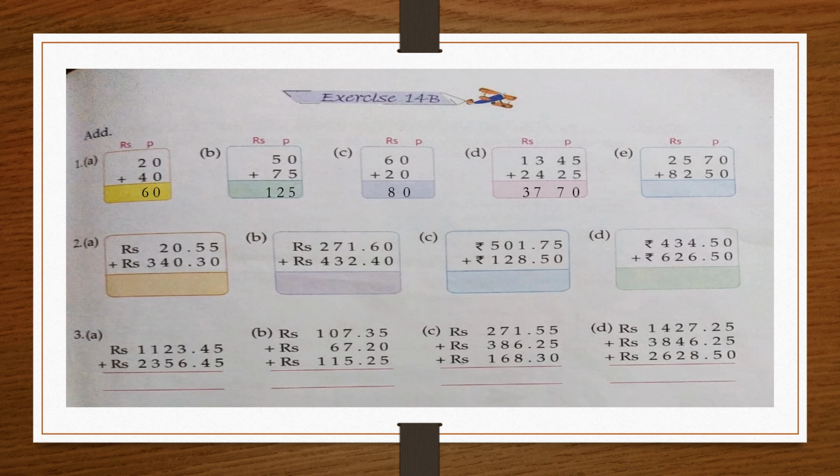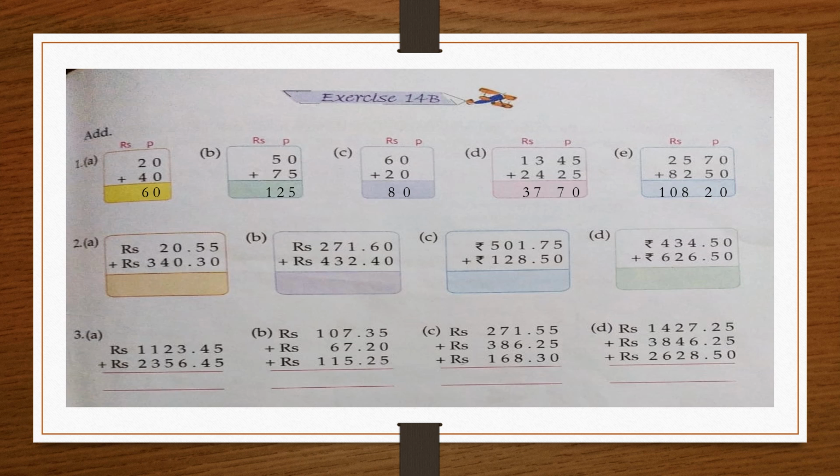Now E section, 0 plus 0, 0. 7 plus 5, 12. 1 carry. So 5 plus 1, 6. 6 plus 2, 8. Then 8 plus 2, 10. So you will get 108 rupees 20 paisa.